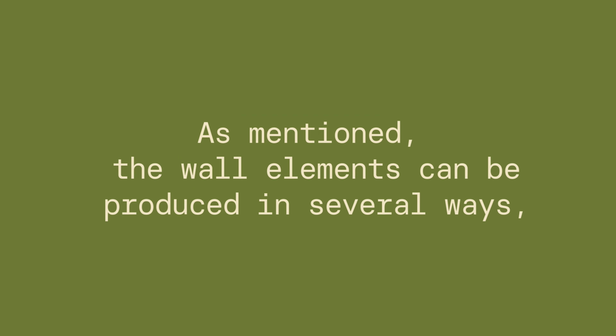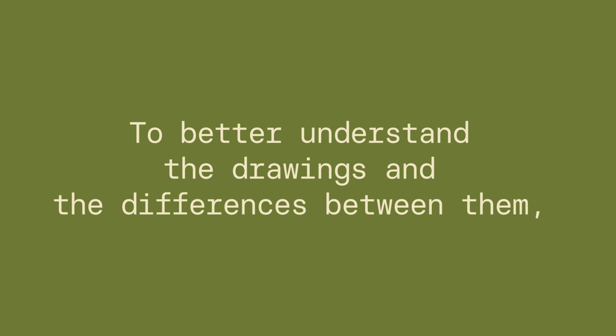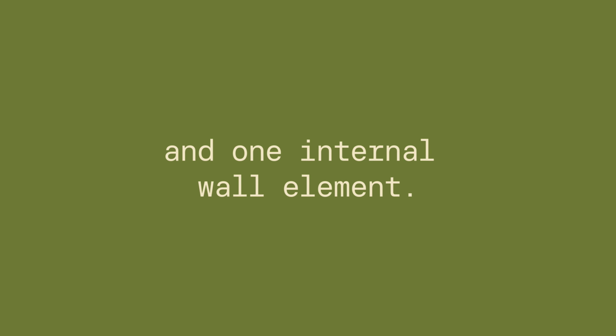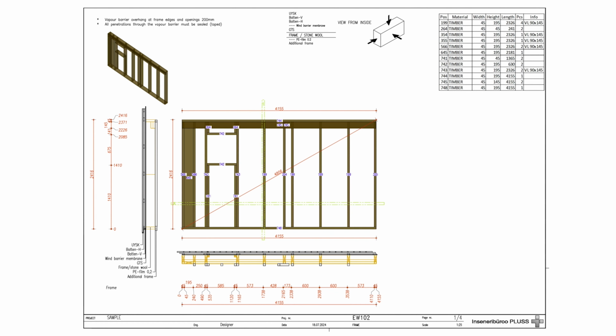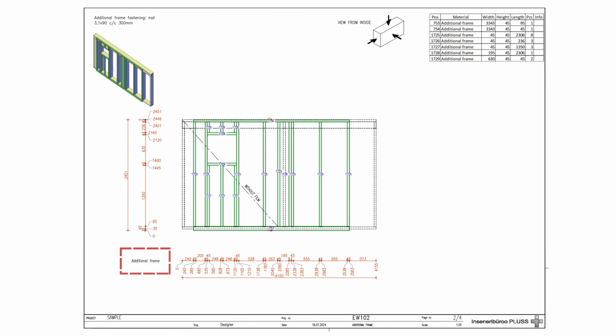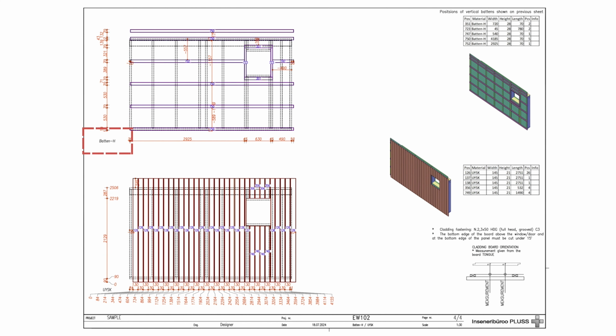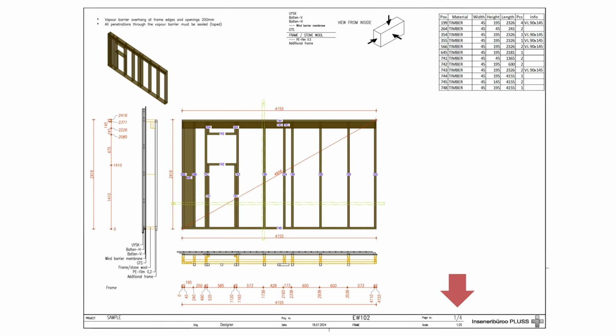As mentioned, the wall elements can be produced in several ways, depending on their role and location. To better understand the drawings and the differences between them, let's go through the drawings of one external wall element and one internal wall element. This external wall element consists of 6 different technical drawings: drawings for the frame, additional frame, wind barrier board, vertical and horizontal timber batten, and cladding. These all are divided between 4 pages.